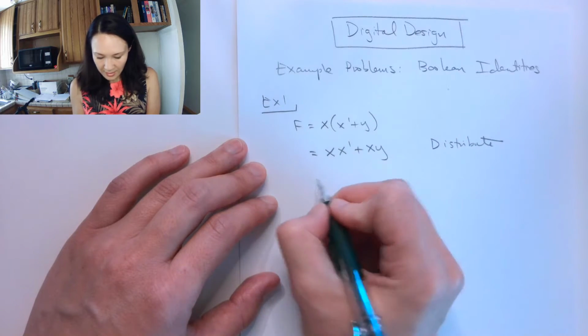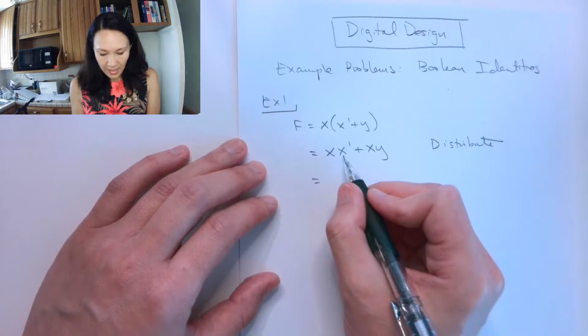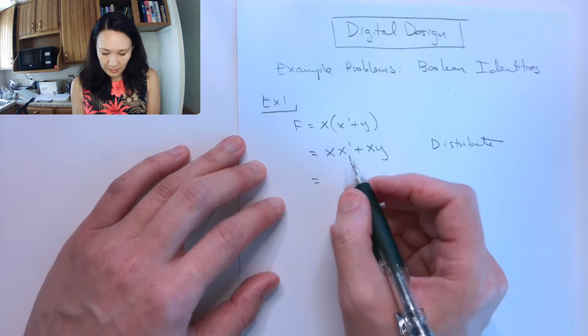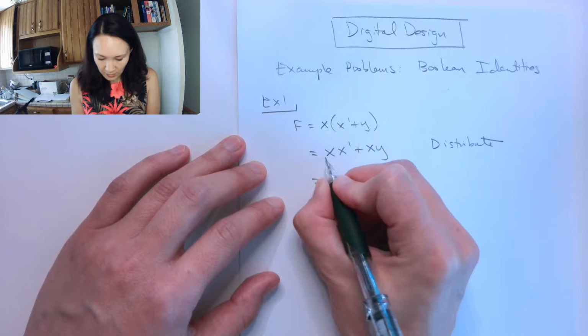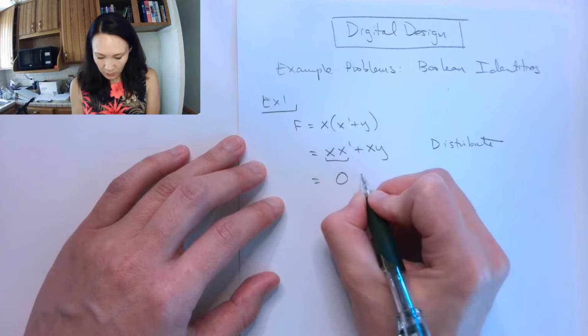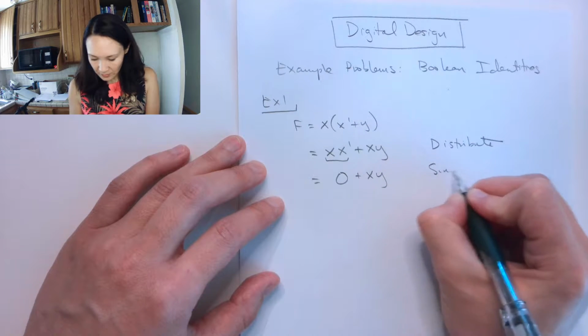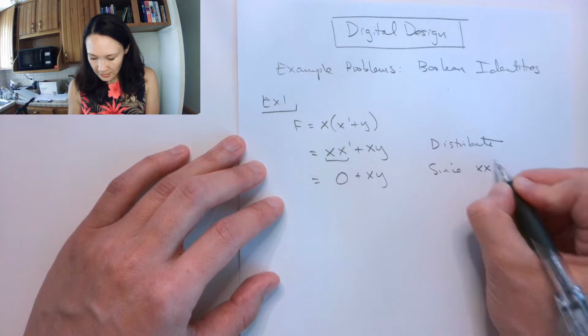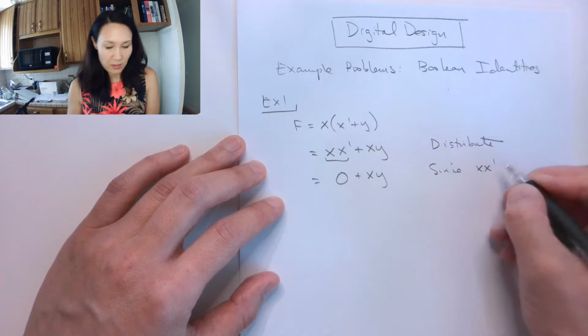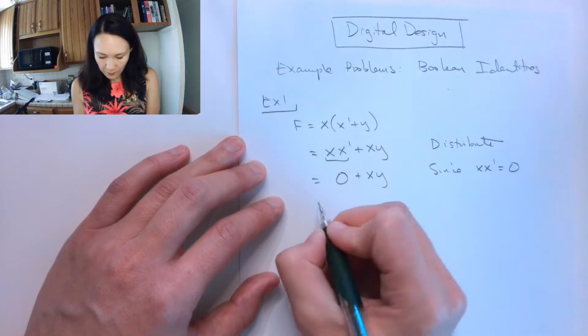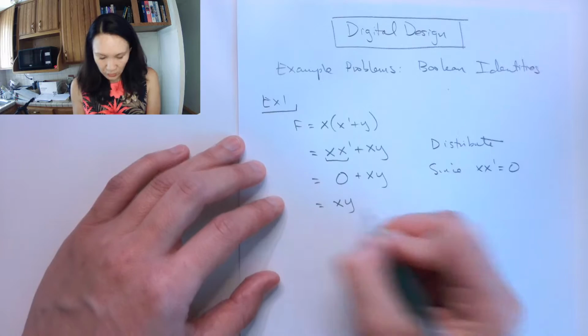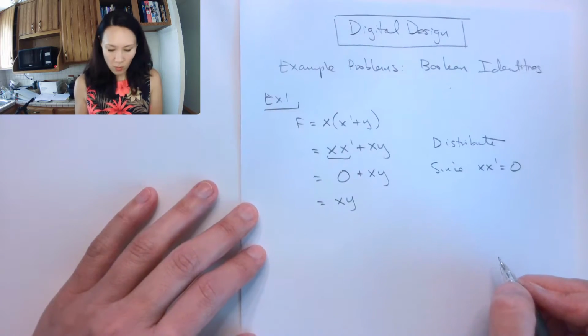And this is just distribute. And now x ANDed with x' is equal to 0. So this thing here is 0, and then we still have our or xy, since one of our identities tells us that anything ANDed with its inverse is equal to 0. So that means this simplifies to just plain x ANDed with y.